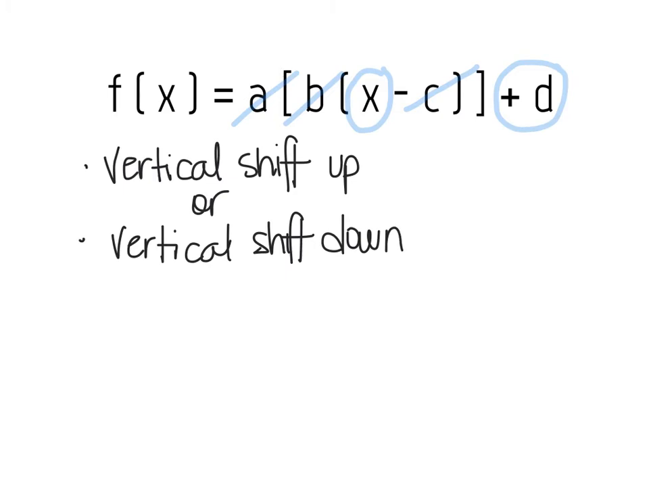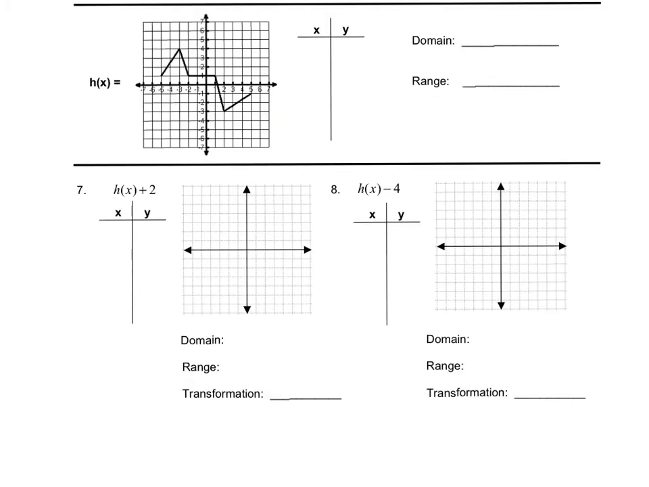Let's look at some examples. I'm going to pause the video here, and I need you to fill in your table and tell me what the domain and range is of this new parent table that we're going to use. We're going to have 1, 2, 3, 4, 5, 6 points. So in your parent table, you should have 6 points.